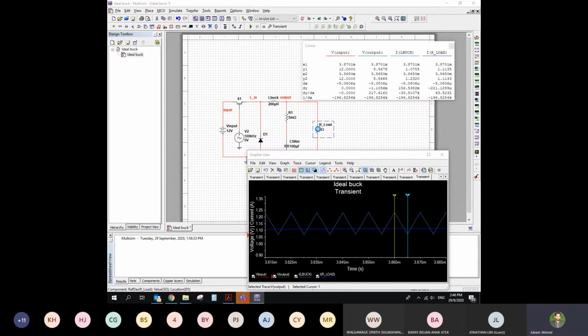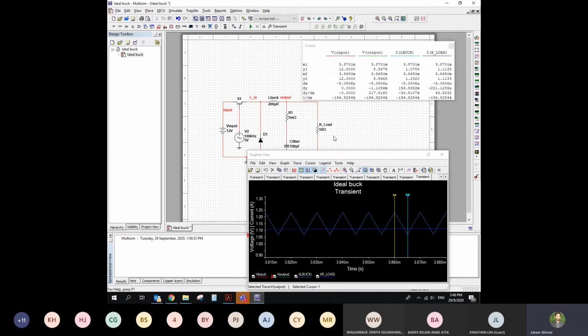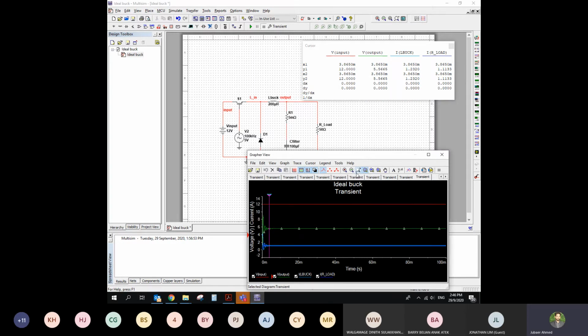Now look at the output impedance. So let's change it to 50. Instead of 5, we are increasing it to a value of 50. So let's zoom it in. Okay, everything is there. Okay, let's make it 1 point, 2 point. Okay, simulate it.